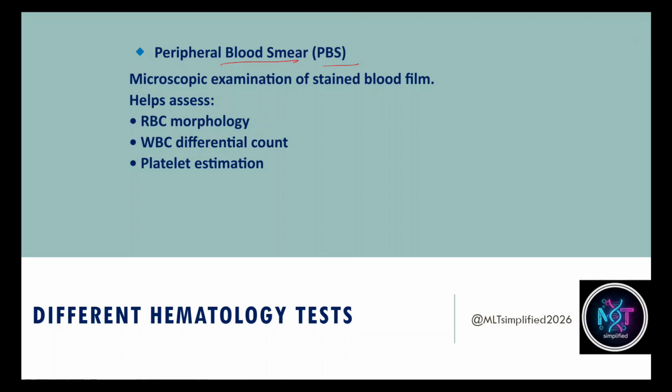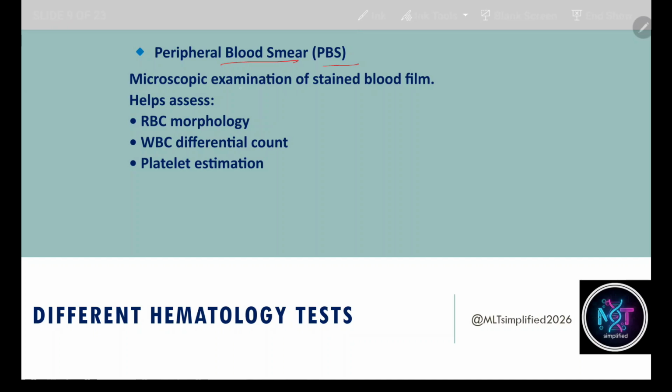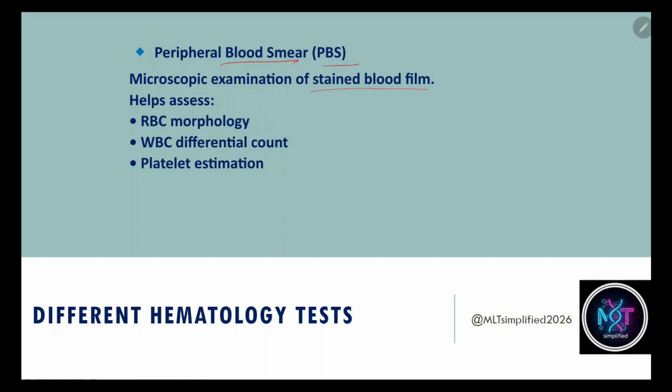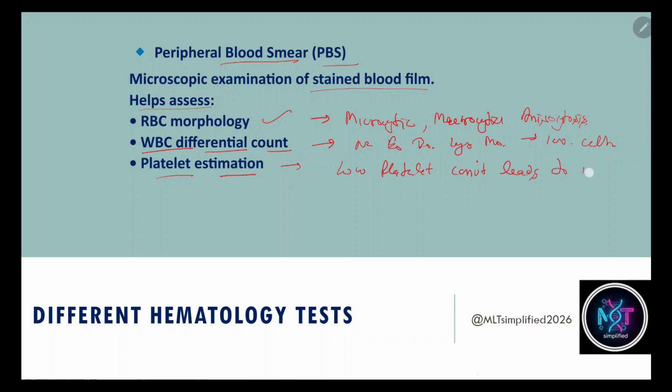Analyzers give numbers, but a smear shows morphology. Microscopic examination of stained blood cells helps assess RBC morphology like microcytic, macrocytic, and anisocytosis. In the WBC differential count, we count neutrophils, eosinophils, basophils, lymphocytes, and monocytes separately in 100 cells. Platelet estimation is very important for dengue. Low platelet count leads to internal bleeding. A low platelet count is thrombocytopenia.